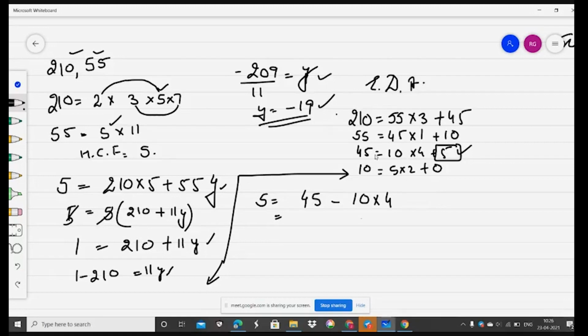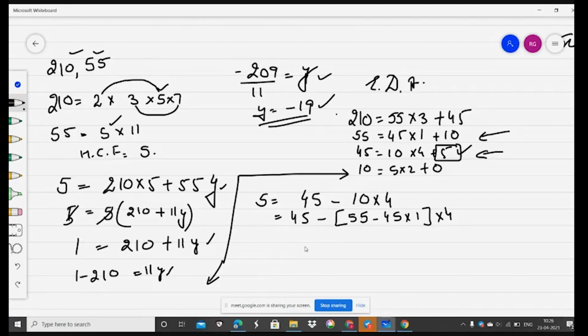Yes or no? Yes, ma'am. I have written this statement. Now again, this you have to write remainder. Now wherever you are looking for 10, you have to replace it. Now it is 45 minus 10, you have to replace by 55 minus 45 into 1 into 4. Is it okay?